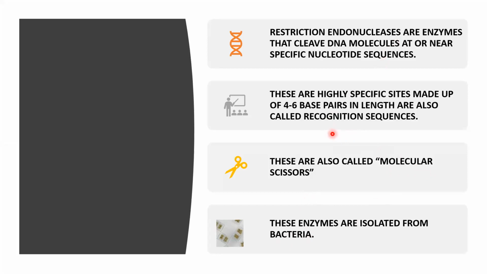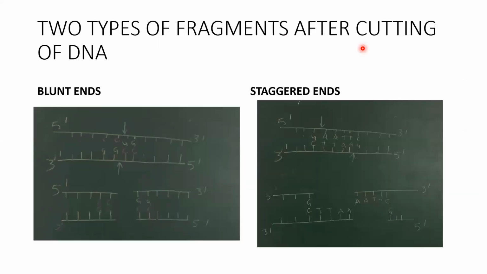The specific sequences which are cut by restriction enzymes are called recognition sequences. These sequences may be made up of 4 to 6 base pairs in length. So we can define restriction endonucleases as enzymes that cleave DNA molecules at or near specific nucleotide sequences. They are highly specific sequences where these enzymes will act because they can cut within the DNA molecule. They are called restriction endonucleases. Now, when they cut a DNA molecule, two kinds of ends may be generated: blunt ends and staggered ends.